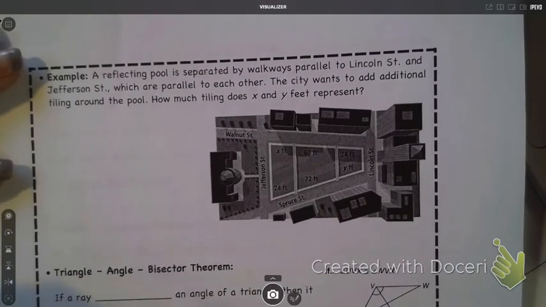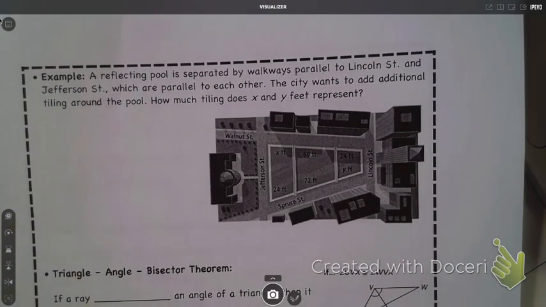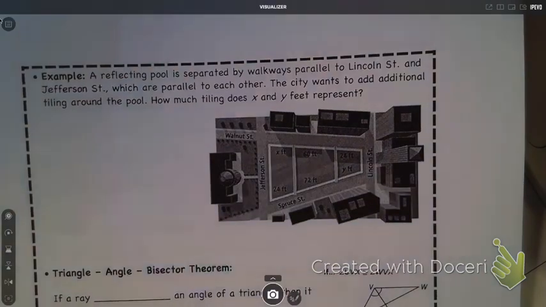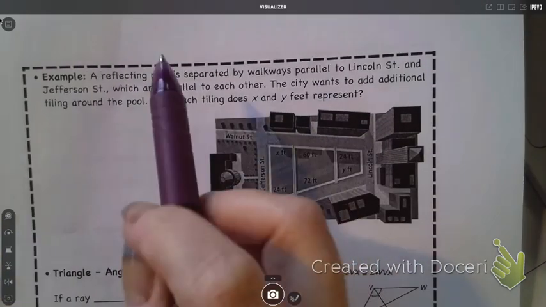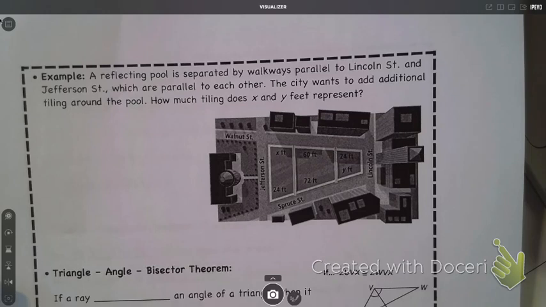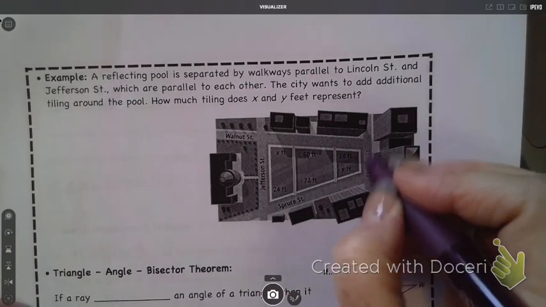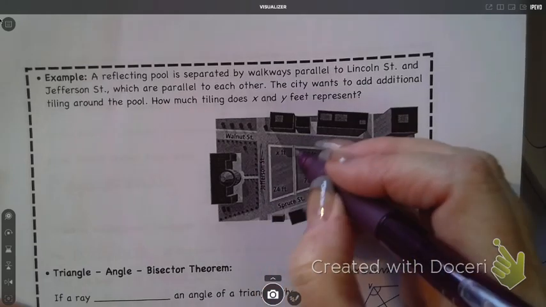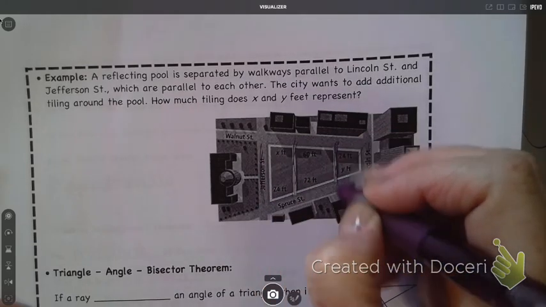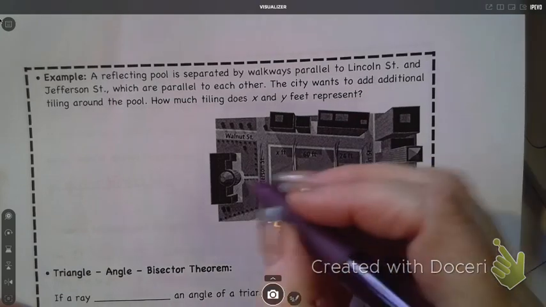Okay, a reflecting pool. Does everybody know what a reflecting pool is? It's like a shallow water, like in front of the Washington Monument in Washington, D.C. It's called a reflecting pool. It reflects up the whole monument. The reflecting pool is separated by walkways parallel to Lincoln and Jefferson Street. So here's Lincoln Street, here's Jefferson Street, and we got these walkways. See them? And they're all parallel.